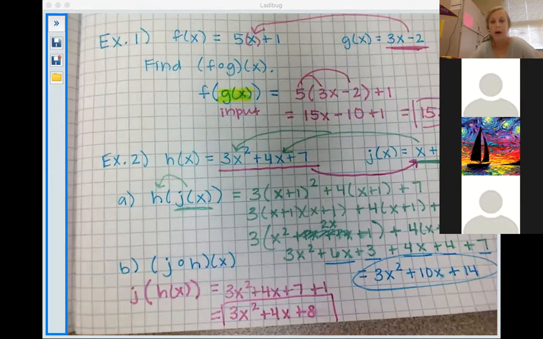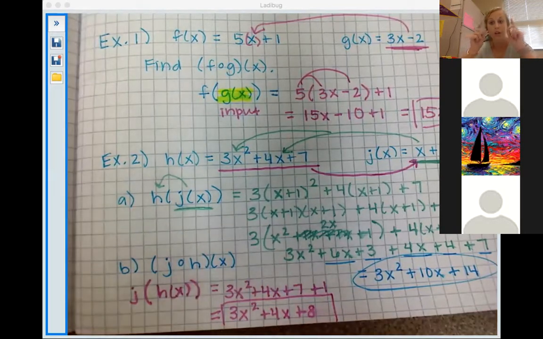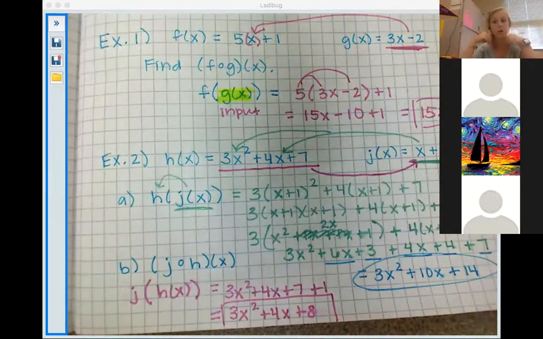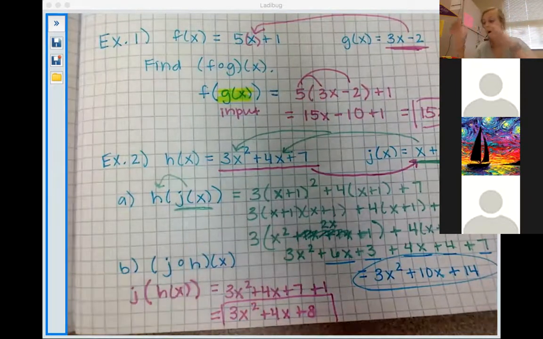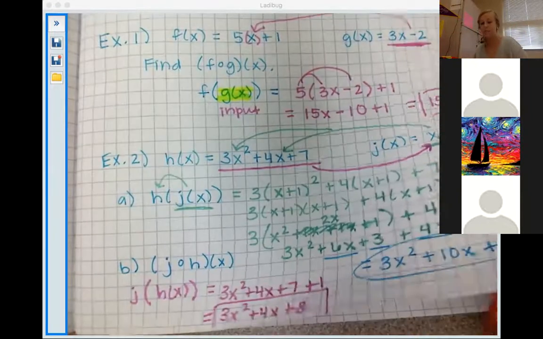Do we feel okay with making a composition and putting one function into the other? Do y'all feel okay with that? Yeah. Okay, cool. That's half of your homework right there. So I'm going to go ahead and flip. If you have a question, I need you to chime in and ask, okay?